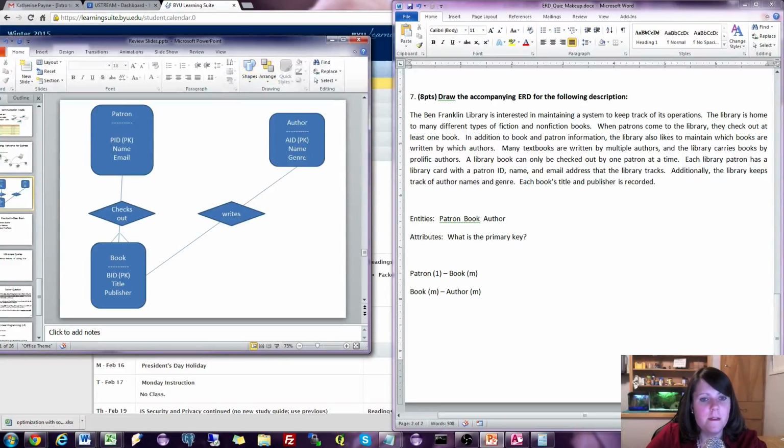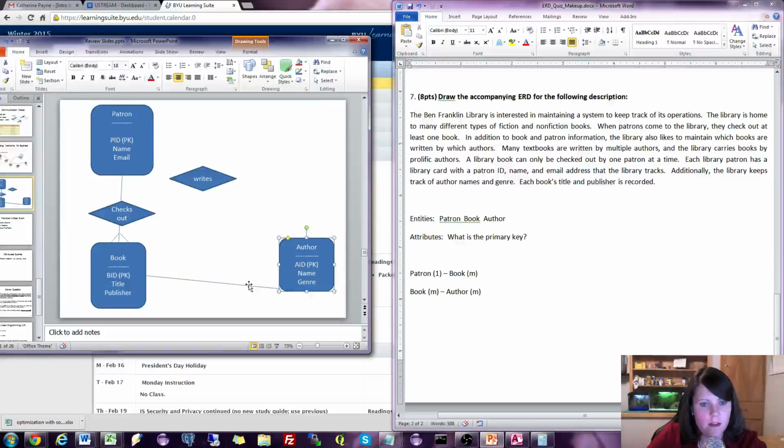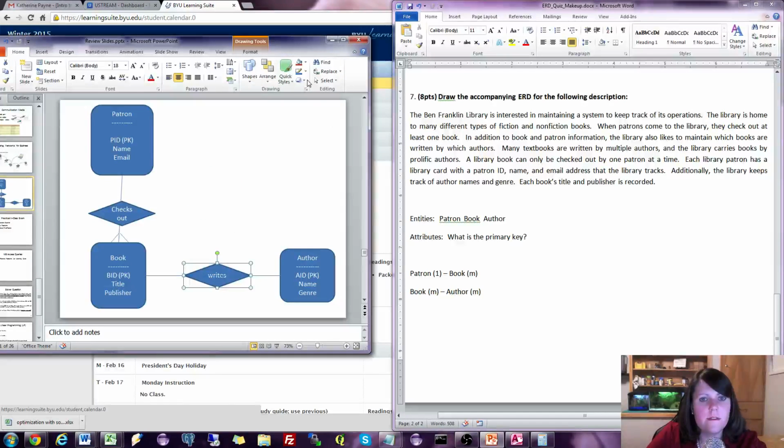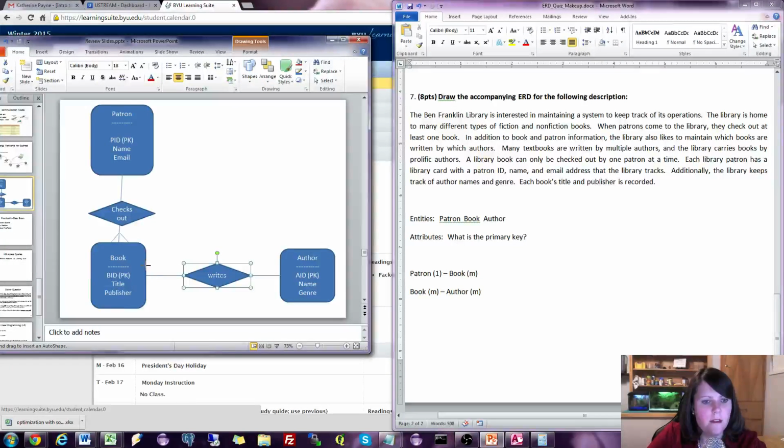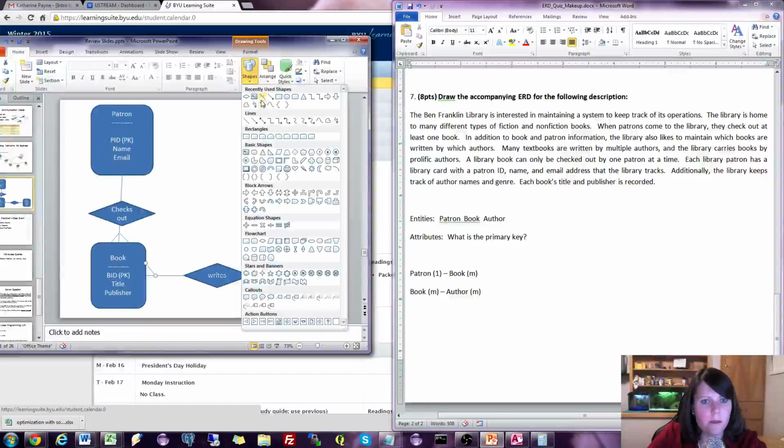And we do have many-to-many here. So what I'm going to do is drag this down so we can have it a little bit more cleanly here. Okay, so first what I need to do is represent the many-to-many. So I've got crow's feet on both sides of the relationship.